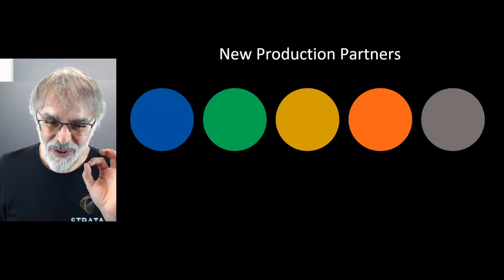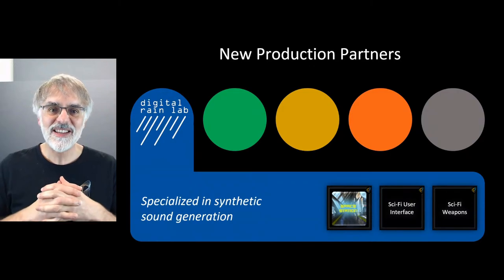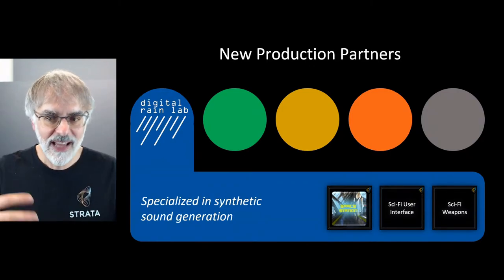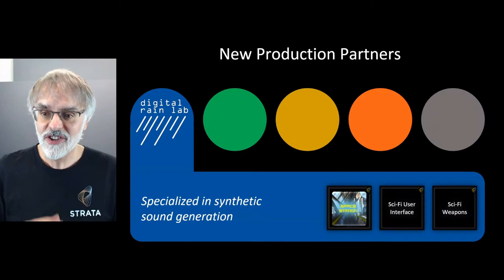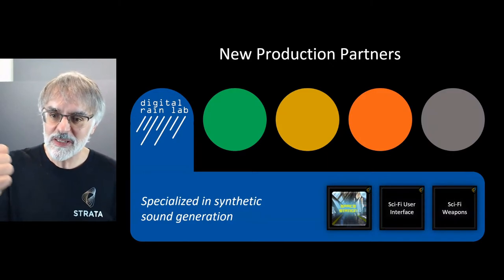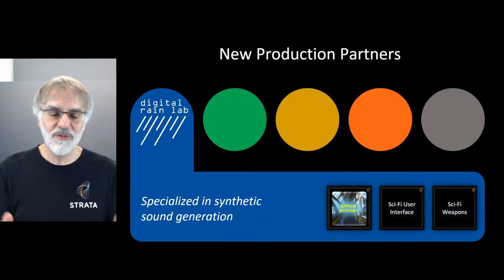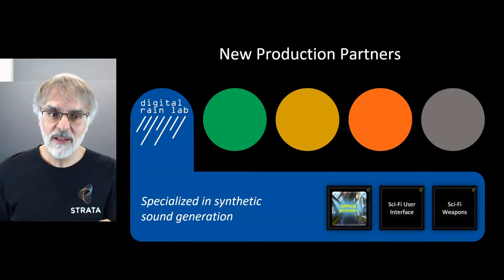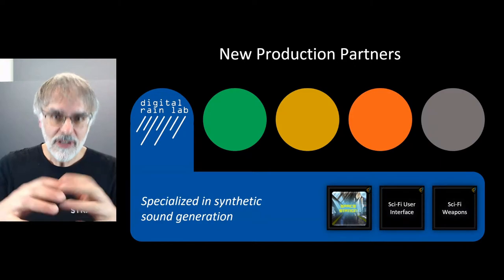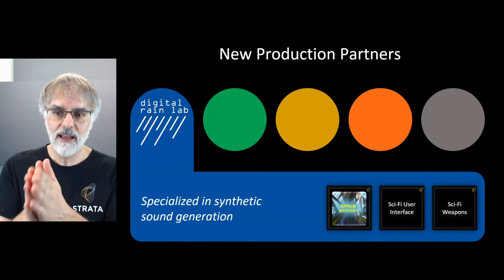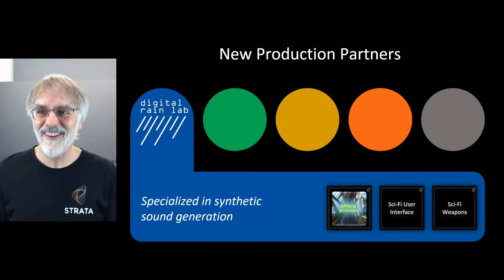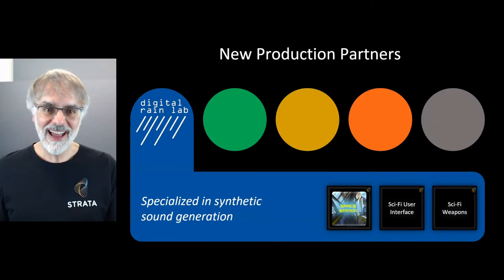Okay, all right. So the first partner to join is Digital Rain Lab. Digital Rain Lab is specialized in synthetic sound generation, and you can judge that from the first three collections: Space Station, Sci-Fi User Interface, and Sci-Fi Weapon. So we're really into the synth world there. And by the way, Space Station, which is an ambience collection, is slated to release in January. So that's really imminent. It's happening now as we speak. So Digital Rain Lab, the first partner.